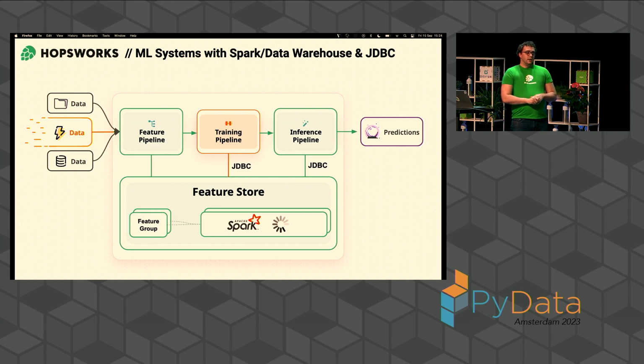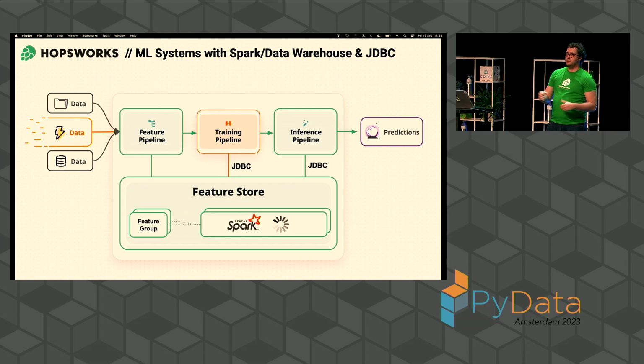The reason we wanted to look at the performance of the offline part is that OpsWorks is not the only feature store out there. There are a bunch of other feature stores, and if you look at how they are implemented under the hood, there are 2 technologies that really shine. They are either built on Spark, or built on a data warehouse, either cloud or on-prem.